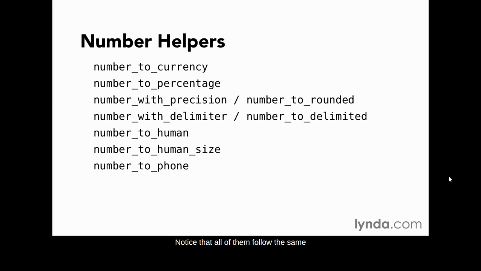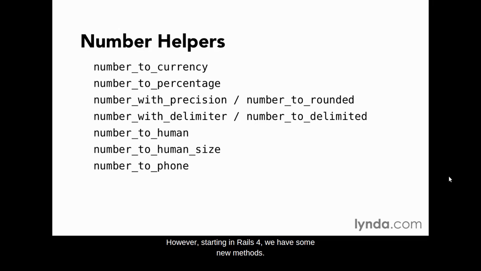to phone. Notice that all of them follow the same naming pattern, number underscore to underscore, followed by whatever they're converting to, with the exception of those two in the middle, number with precision, number with delimiter, that use the word with instead of to. These have long been an exception to the naming pattern in Rails.